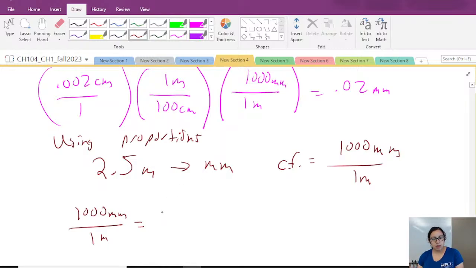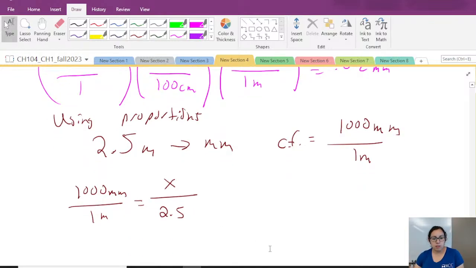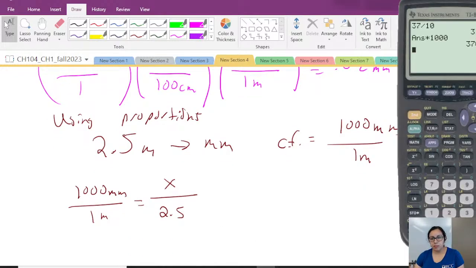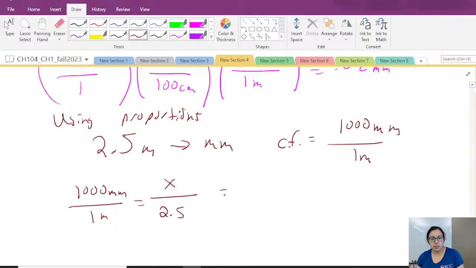So now if we're trying to get millimeters, solve for x. And then you could put 2.5 there. And then cross multiply and divide. Does this look familiar to anybody? So this would also give you that answer. So I'll just do it. So that's 2.5 times 1,000. And of course, you would divide by 1. So that does still give you the same answer, right? 2,500 millimeters.